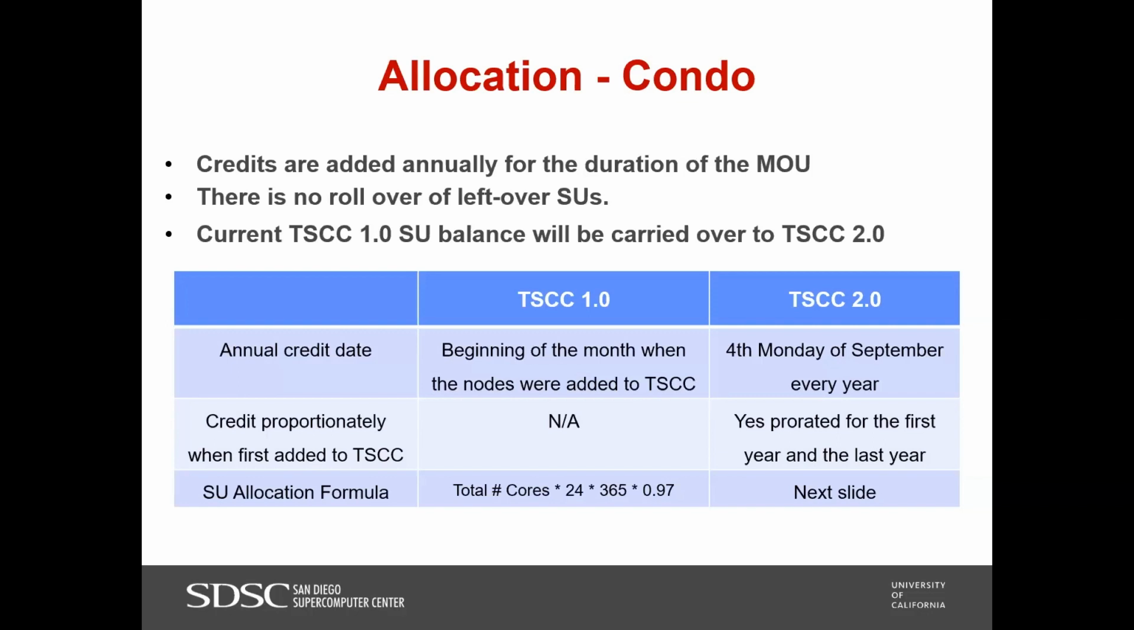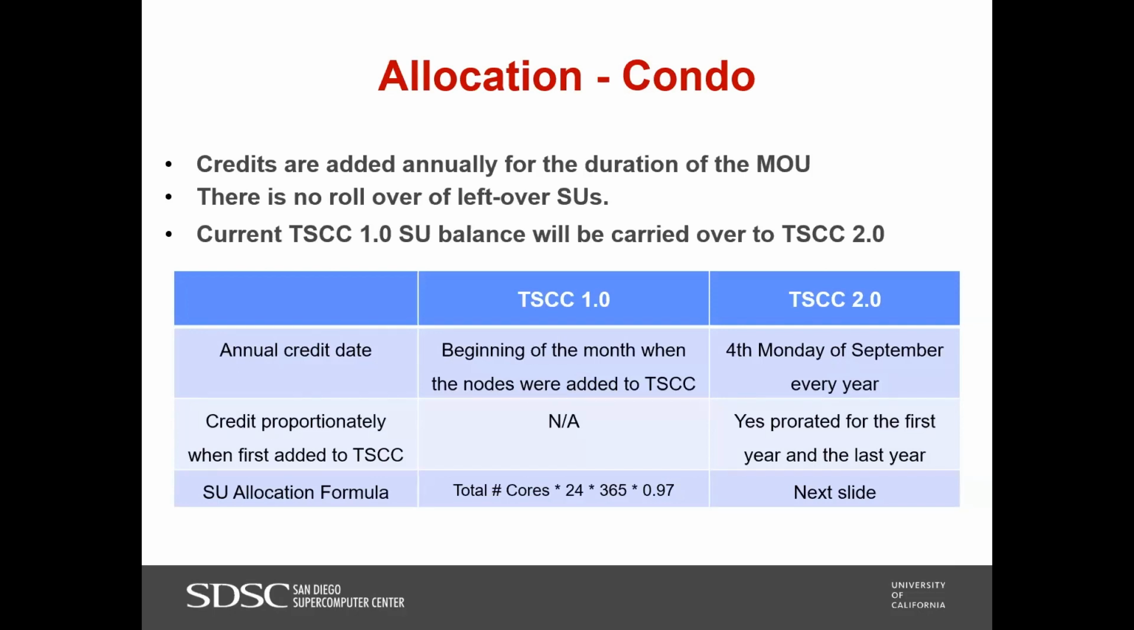And the last part is about how to get the SU allocation, how many SUs you will get. For TSCC1, the formula is relatively simple. You can just get the total number of CPU cores you have, times 24 hours, times 365 days, and then times 0.97 as a downtime maintenance factor.